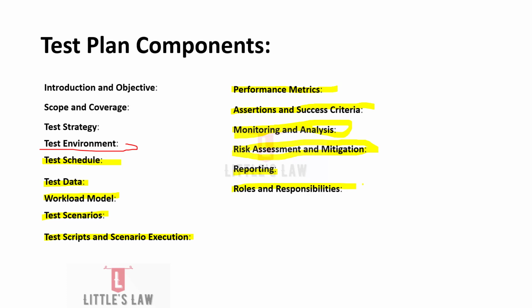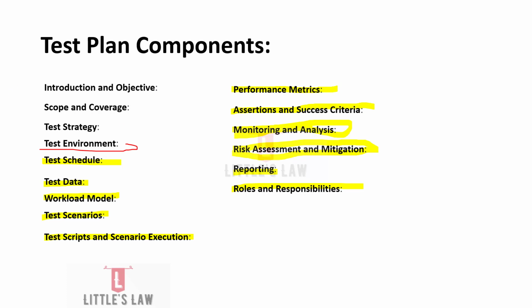And next, and the last, comes the roles and responsibilities. So under this component we have to define the responsibilities of team members who are involved in the testing process, including testers, developers and stakeholders. So we have to identify and mention what are all the responsibilities and roles of the team members, what they are going to do and what are the activities they are involved in. So these are the test plan components.